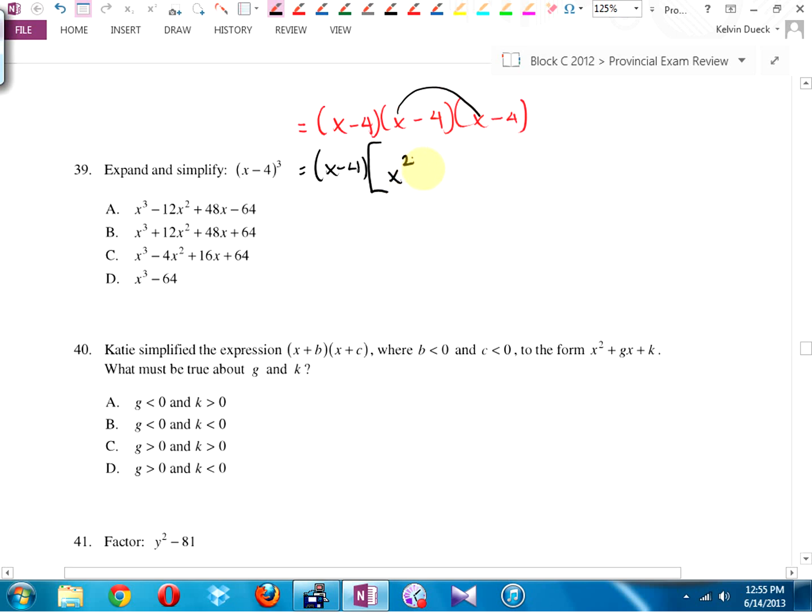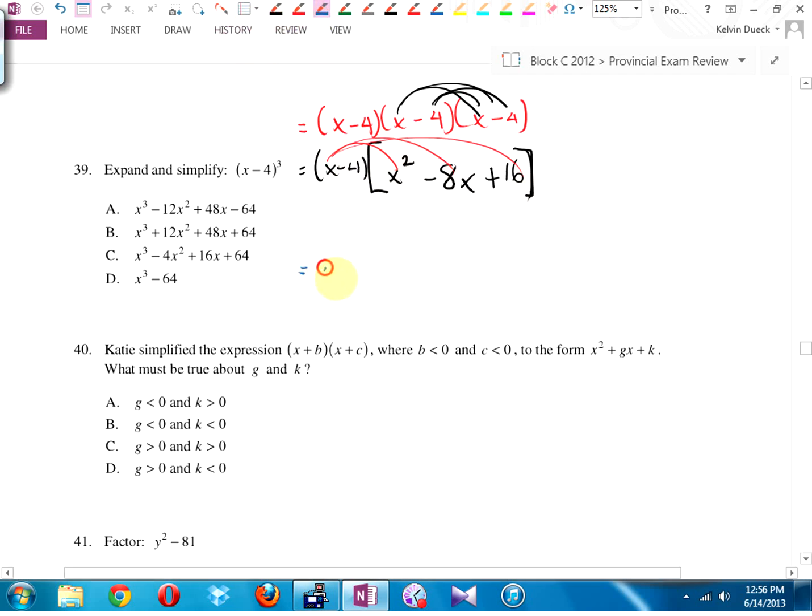You'll get an x squared. You'll get a negative 4x and another negative 4x. I think you'll get a minus 8x. Right? And you'll get a negative 4 times a negative 4, positive 16. Now what? Everything in the front times everything in the back. So I'm going to go like this. Times, times, times.